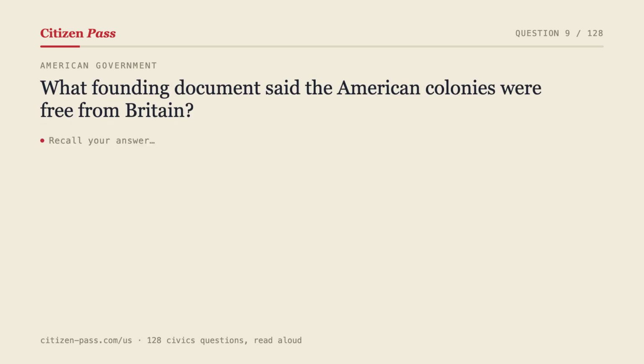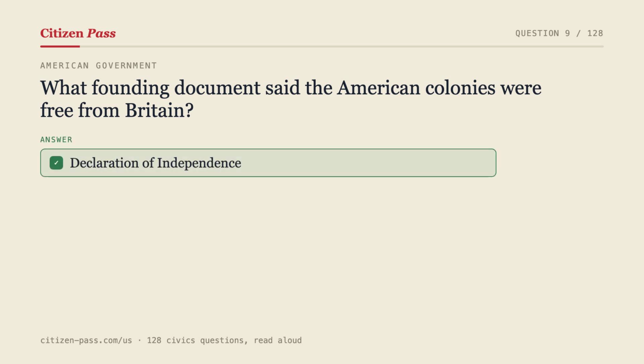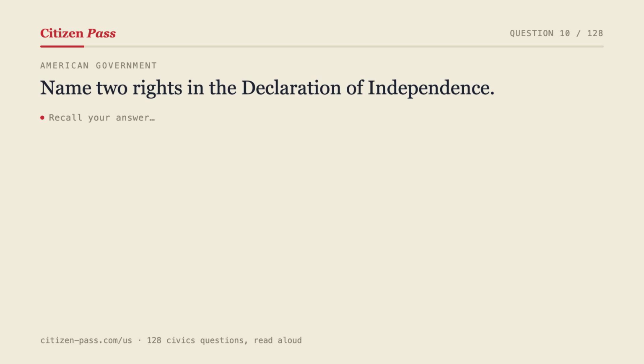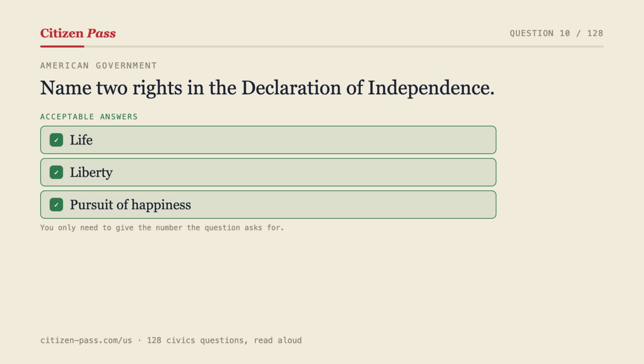What founding document said the American colonies were free from Britain? The answer is Declaration of Independence. Name two rights in the Declaration of Independence. Acceptable answers include life, liberty, or pursuit of happiness.